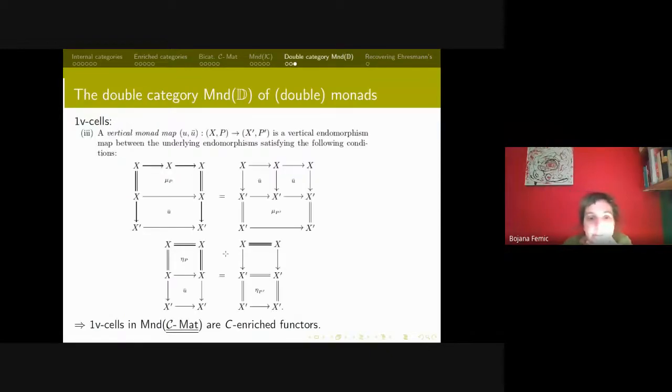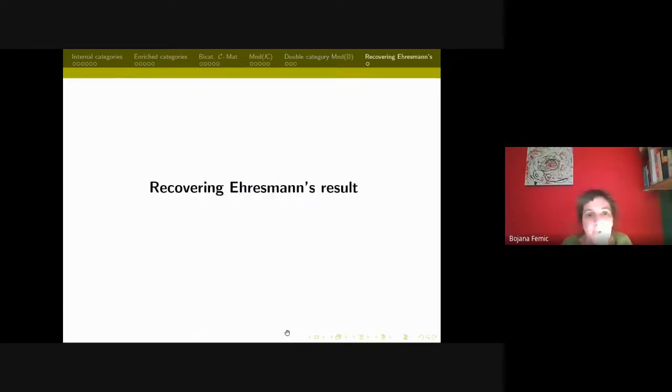Okay, so these are the usual axioms, and we conclude that vertical one-cells in the double category of monads, in the double category obtained by embedding the bicategory of C-matrices into the corresponding double category, are indeed C-enriched functors. It's a complex formulation, but I hope that you can follow more or less. So this double category of monads resolves the problem.